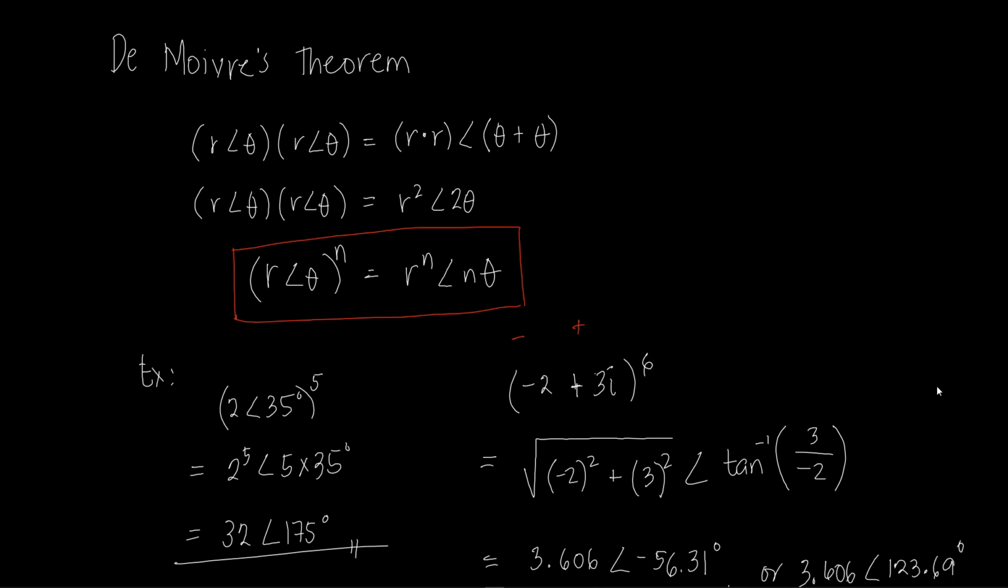In the previous meeting, we discussed De Moivre's theorem. So, De Moivre's theorem, we say, if we have r angle theta raised to the power of n, this is the power rule. The r, or the modulus, should be raised to n, and then the angle we multiply by n. Okay? That's all it is.